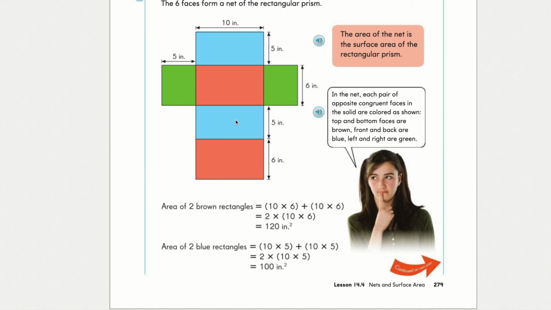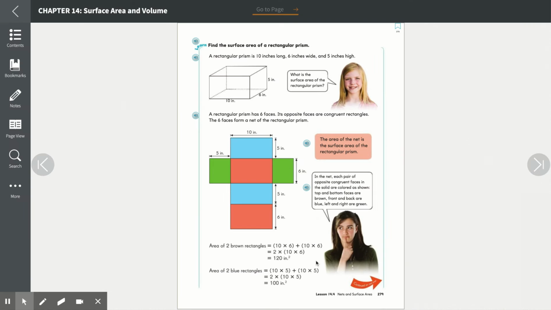And then next, we would find the area of the blue rectangles. So we know that these are 10 inches by 5 inches. So we would find the area by doing length times width. 10 times 5 is 50. And we have 2 of those shapes. So we have 10 times 5 plus 10 times 5, or 2 times 10 times 5. 10 times 5 is 50. 50 times 2 is 100. So we have 100 inches squared.